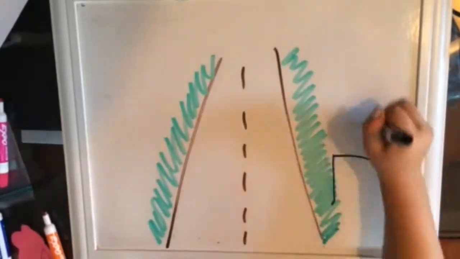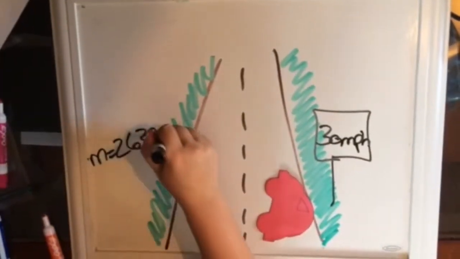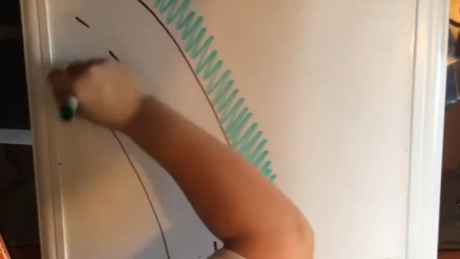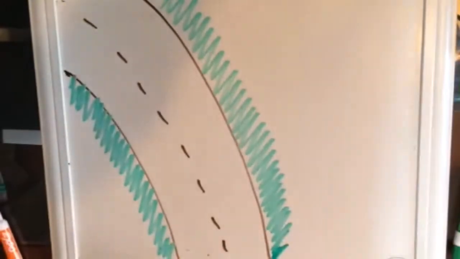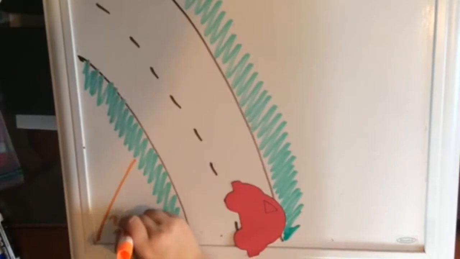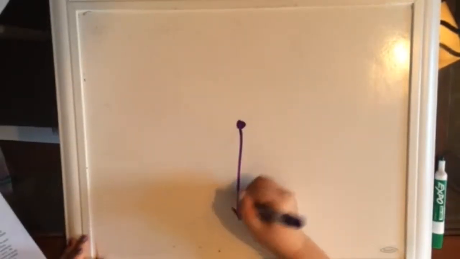Okay, so let's say we have a 2,630 kilogram SUV driving down the road at 45 miles per hour, when suddenly there's a bend in the road, and let's say this curve has a radius of 30 meters. With this information, we should be able to find out how fast the car can go to travel safely around the bend. First things first, we need to create a force diagram.